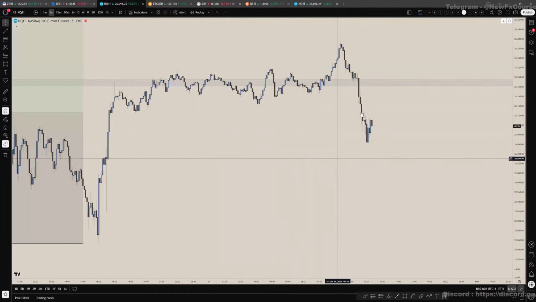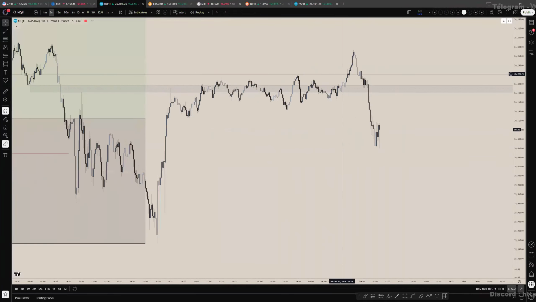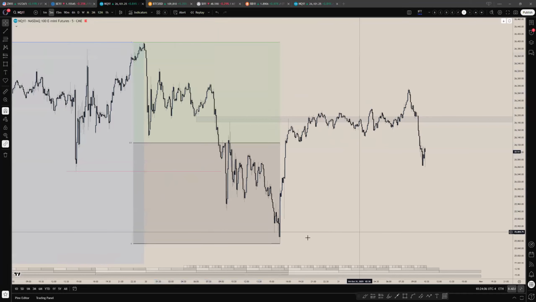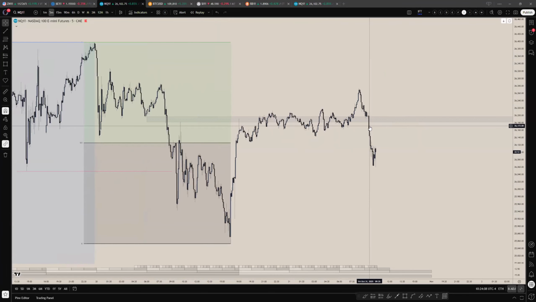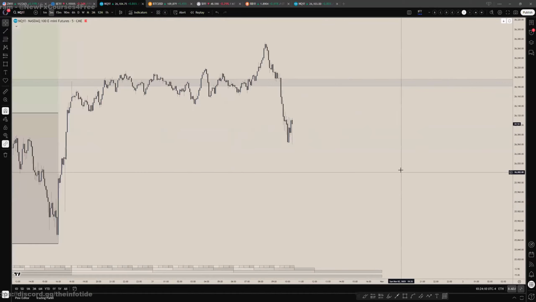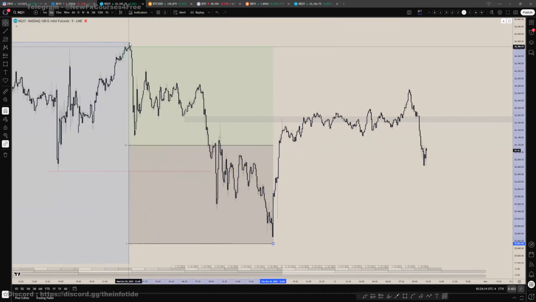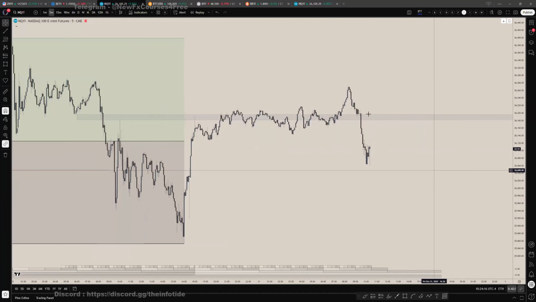So as much as I would have loved to take this short idea today, now you guys see why. As much as I would have loved to take it today, there's just no model for me. Right. So it is what it is. It's fine.